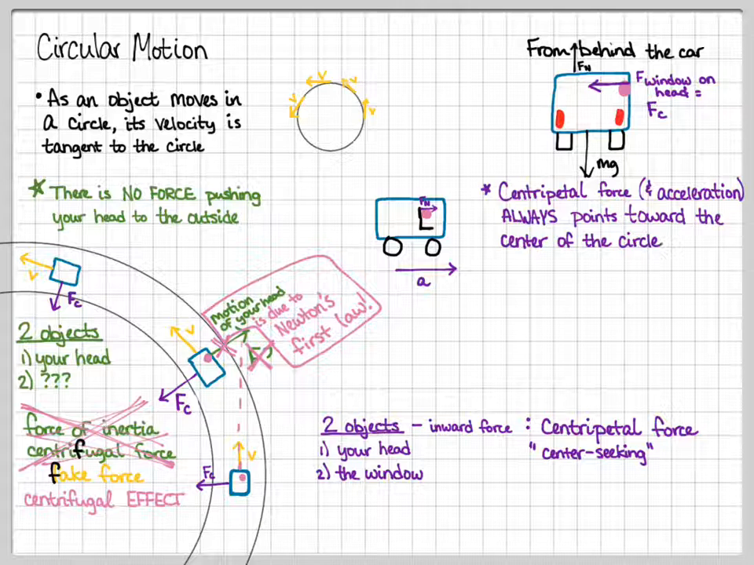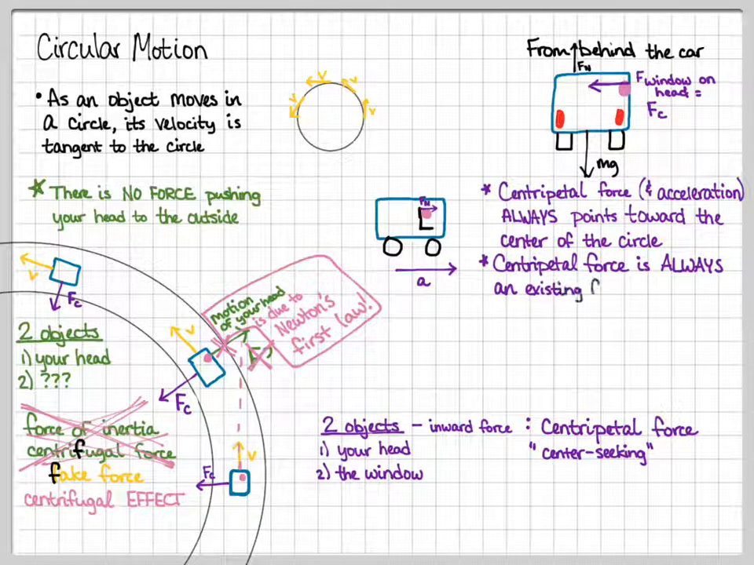The second thing about centripetal force, it is an already existing force. It's probably a familiar force that we've worked with quite a bit. So there's no mysterious centripetal force that comes out of nowhere. There's something there causing it. So, for example, in this case, it's the force of the window on your head. Since the window is a surface, we can actually call it a normal force. It's the normal force from the window, perpendicular to the window, acting on your head.